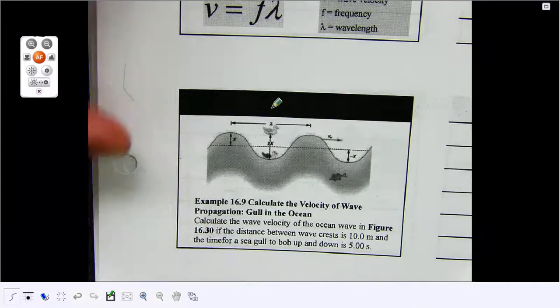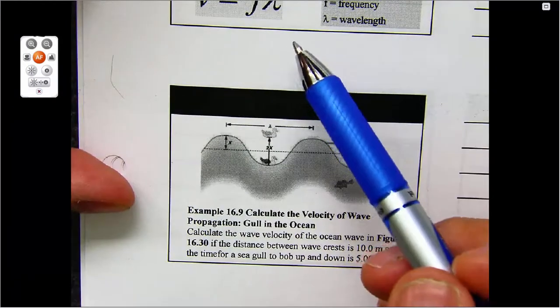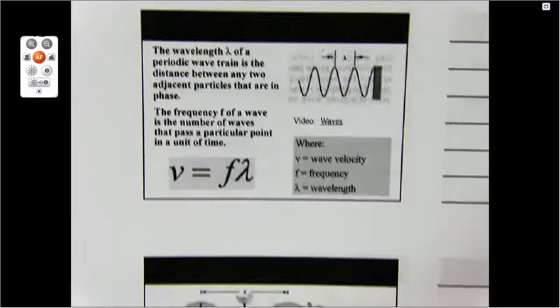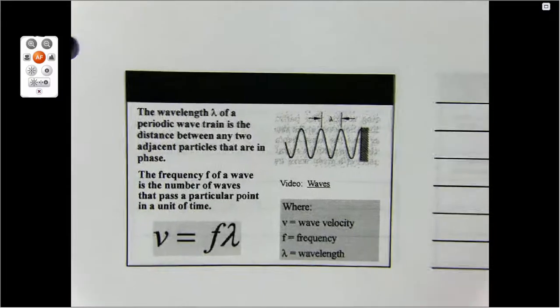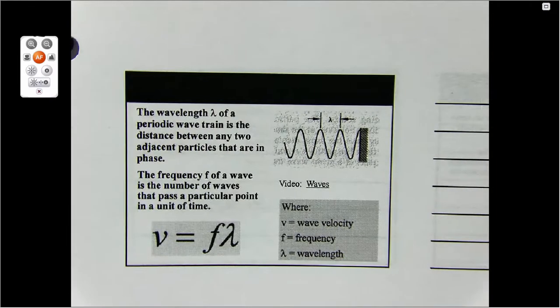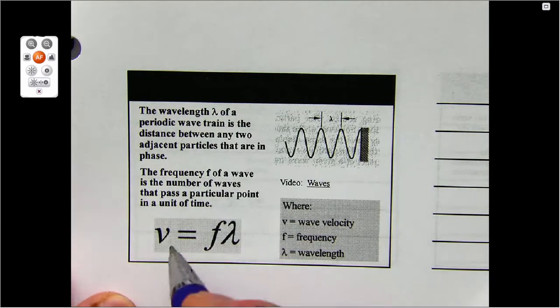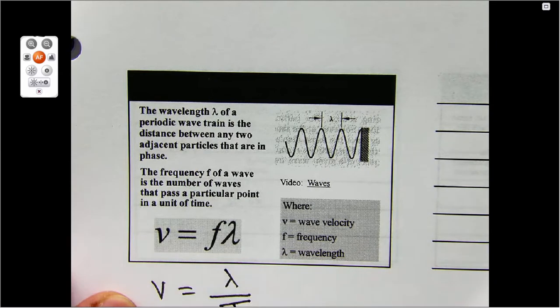Okay, let's go to our next slide here. This should just be review. This is our speed: V is equal to frequency times wavelength, or you could do V is equal to wavelength divided by the period, right? Either way.